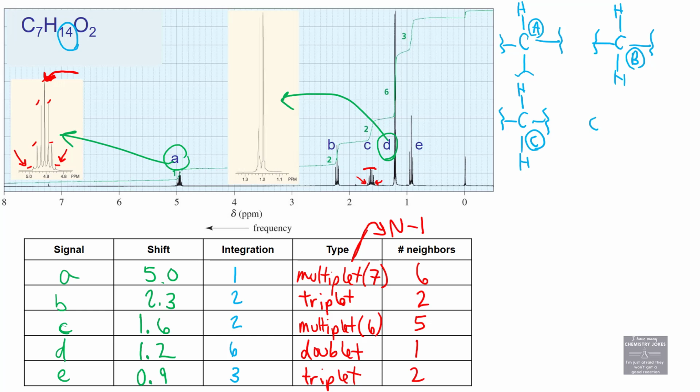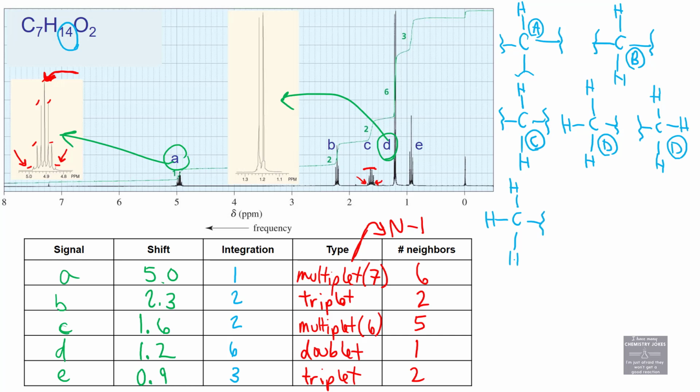D should have 6. I don't think so. D is 2 CH3s that are chemically equivalent, 2 symmetric CH3s. So we're going to do D twice, like that. And E is another CH3.